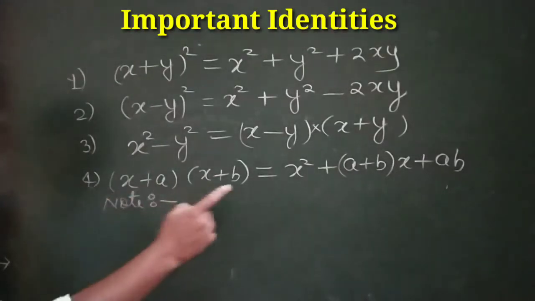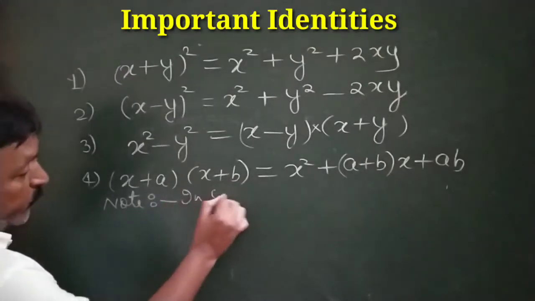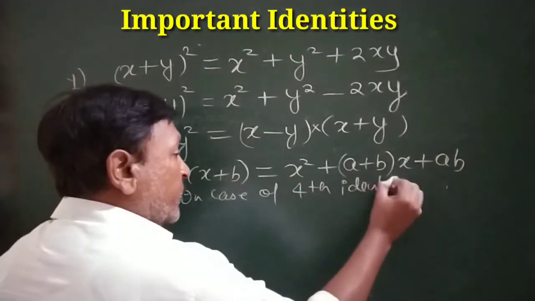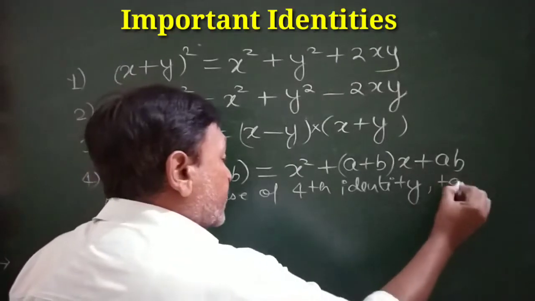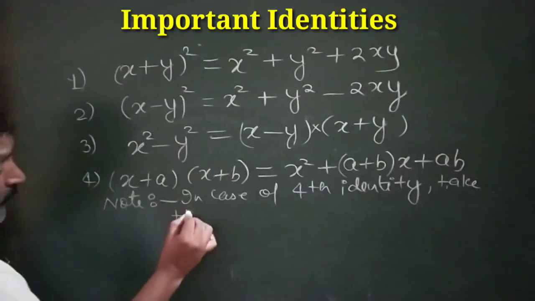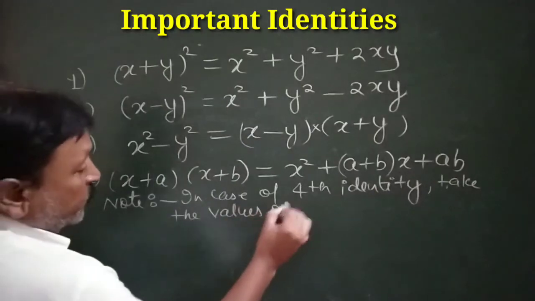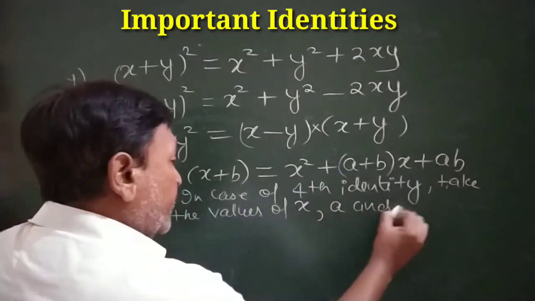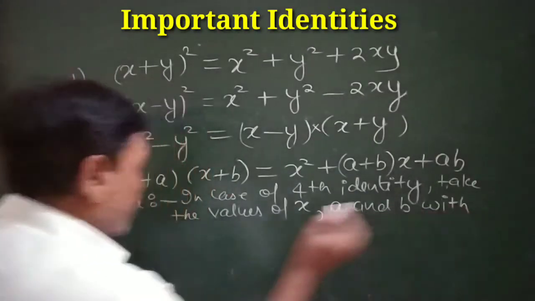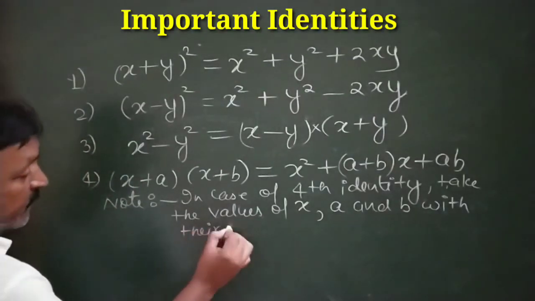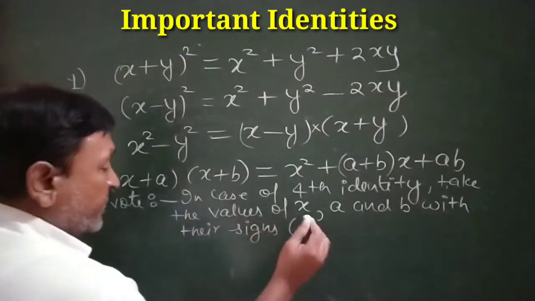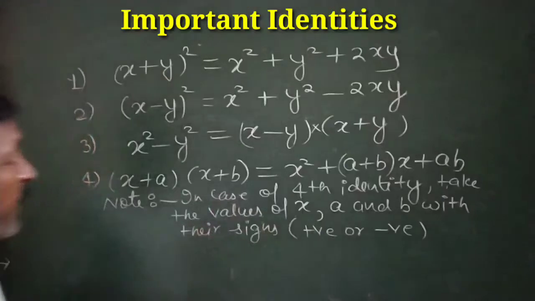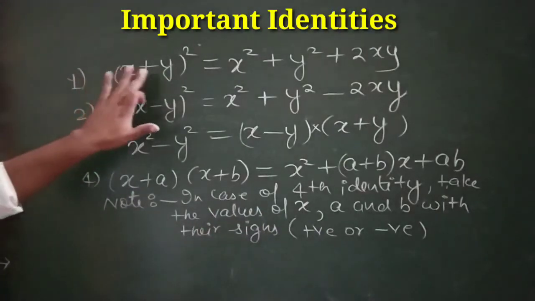Okay. So in case of the fourth identity, okay, take the values of x, a and b with their signs. Signs means either positive or negative. Is it clear? In these 3 identities, just take the value of x and y.